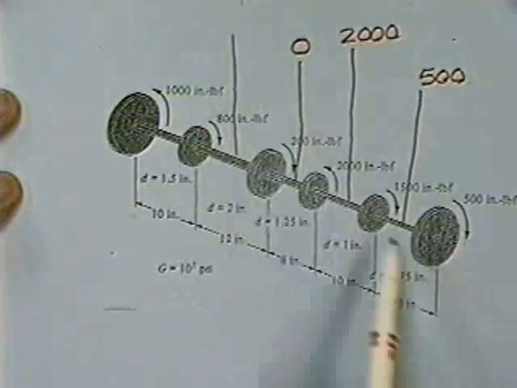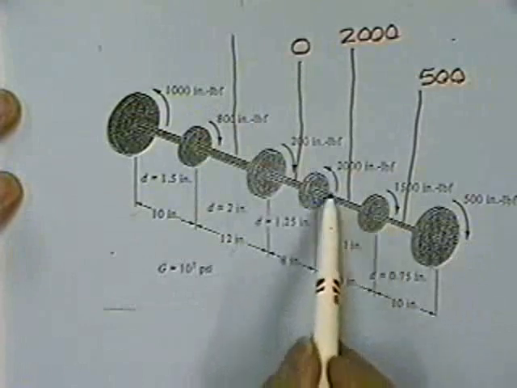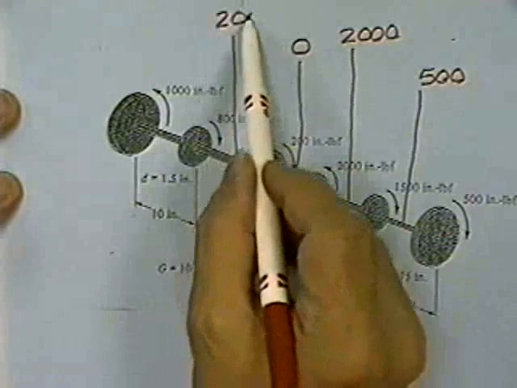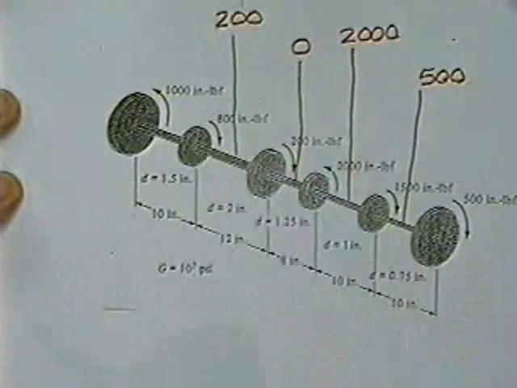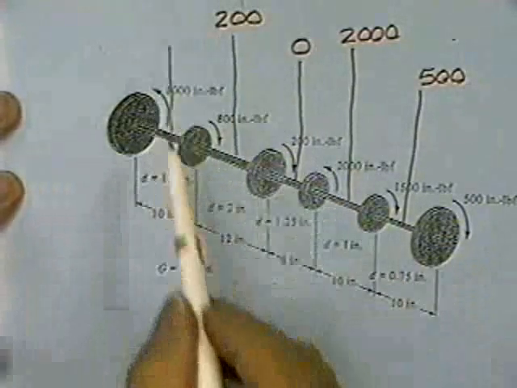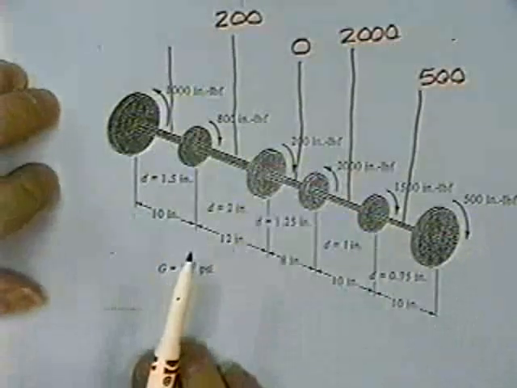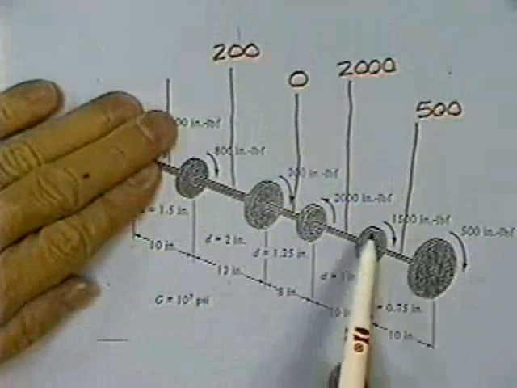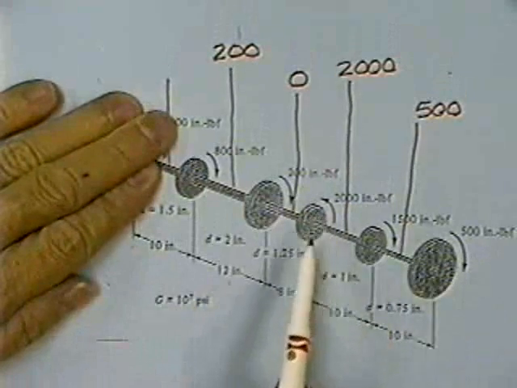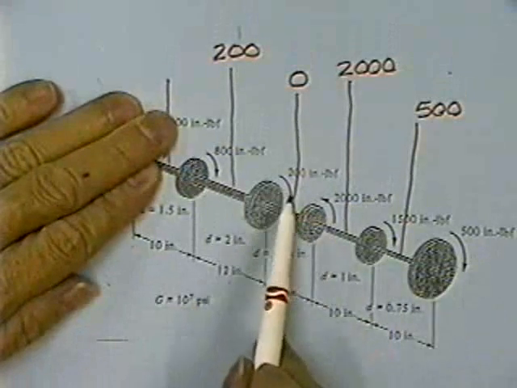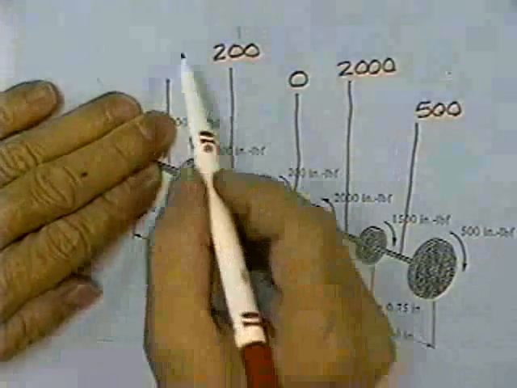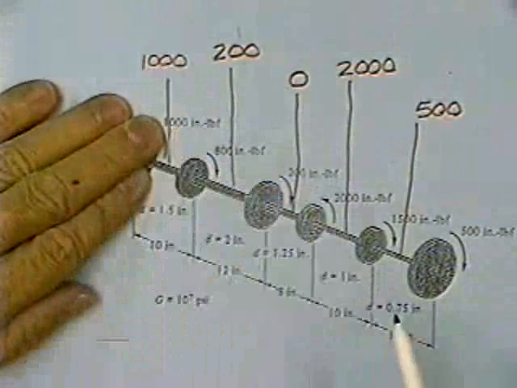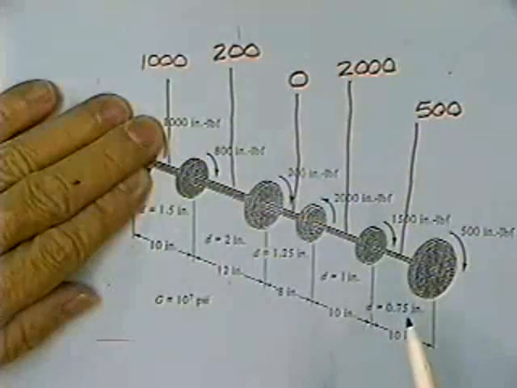Continuing, 5 and 15 is 2,000, take away 2,000, add 200, so I got 200 inch-pounds in that region. And finally, let's see, 15, 2,000, take away 2,000 is 0, add 200, add 800, there's 1,000. What'd you say? You say 1,000? Yep. How'd you get that so fast?